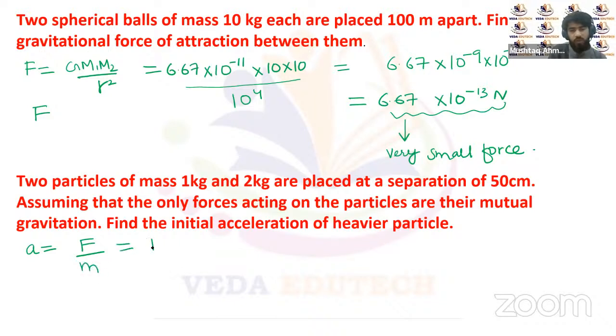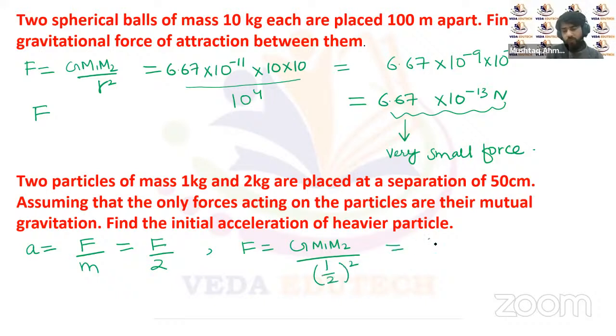The mass of the heavier particle is 2 kg, so it will be F upon 2. Now I have to calculate the value of F. F is given by G m1 m2 upon r square, and the value of r is 50 centimeter or half meter. We can write it as 1 by 2 whole square. That will be equal to 6.67 into 10 to the power minus 11, multiplied by 1, multiplied by 2, and multiplied by 4. So it will be 6.67 into 8 multiplied by 10 to the power minus 11.